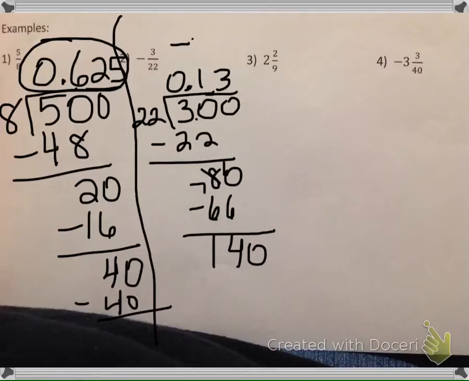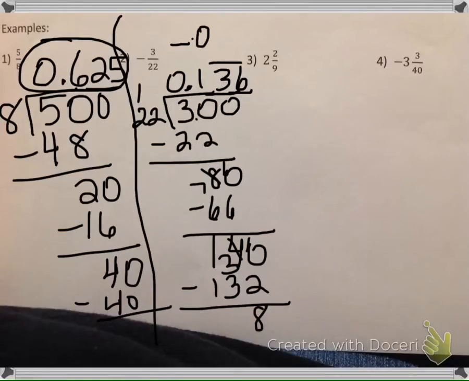140. And 140 divided by 22, now this you may have to think about a little bit, but I know that it's 6 times 2, that's 12, and that's 13. Okay, and what happens here when I subtract, I get an 8 again. So what's going to happen here is my 3 6 is repeating. Okay, so my answer here is negative 0.136 repeating.